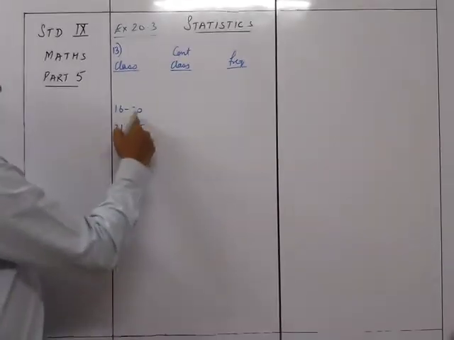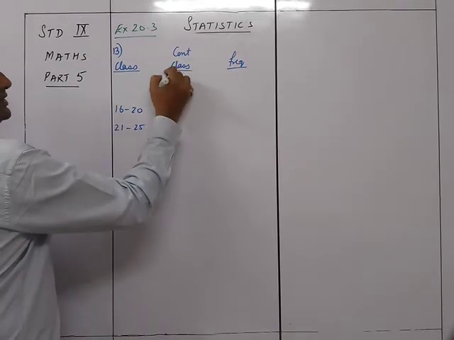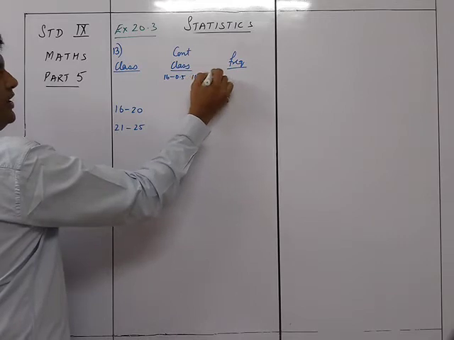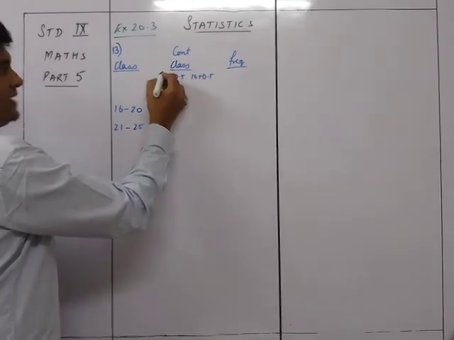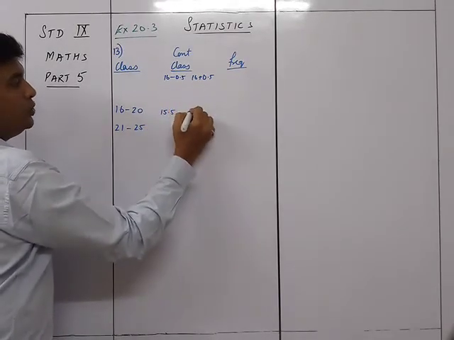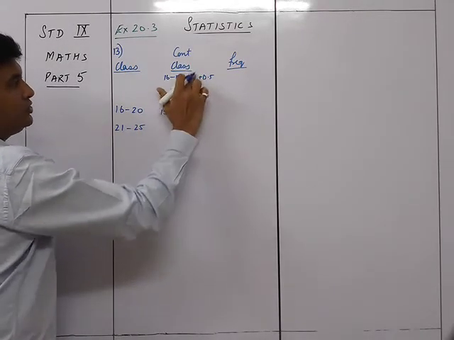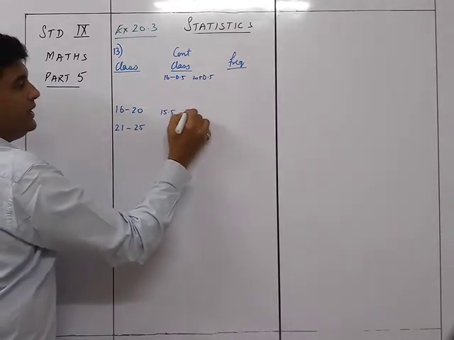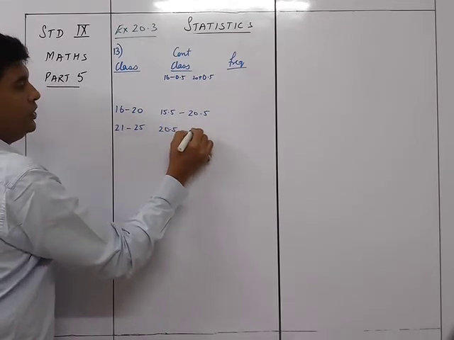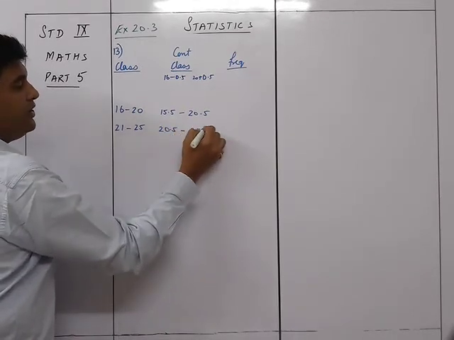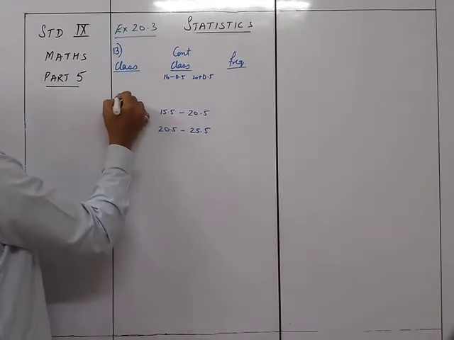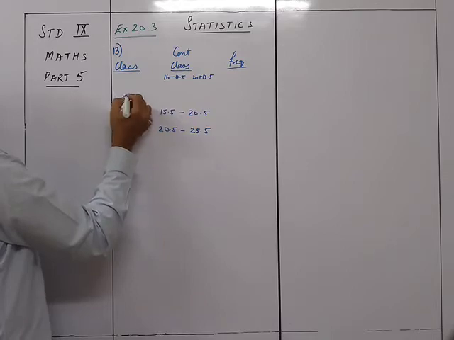So what we do is that the difference is 1, so for 16 it will be 16 minus 0.5 and 16 plus 0.5. You don't need to write this thing, this is only for your understanding over here. So 16 minus 0.5 is 15.5 to 20 plus 0.5, so that will be 20.5. This will be 20.5 to 25.5. Got it?